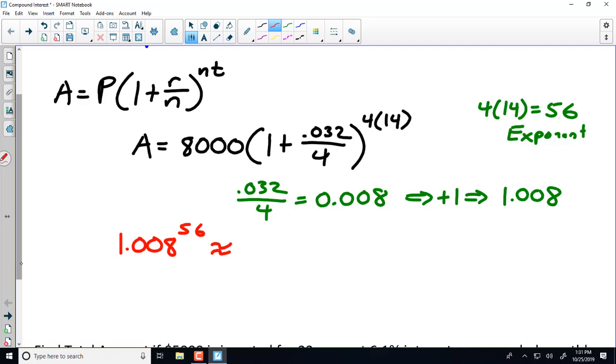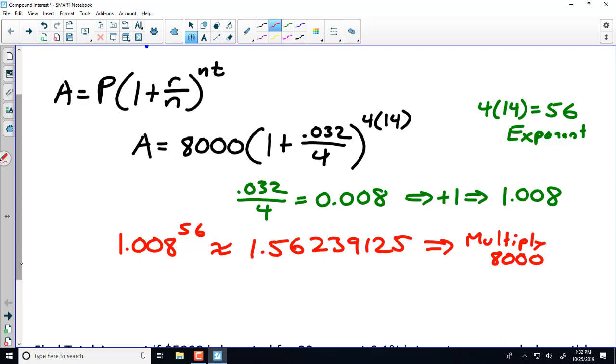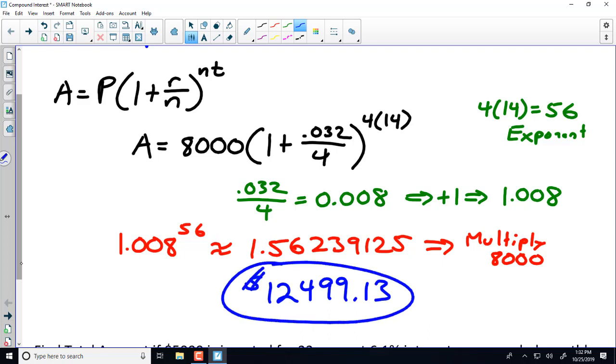And this will give you this sort of mess on your calculator. Okay, and then finally our last step is to multiply that times 8,000. And this will actually give us an exact answer for this one. This does not happen very often, but you will get an exact answer for this problem of $12,499.13. Slap a dollar sign on that, and we are done. Okay, let's do the next one.